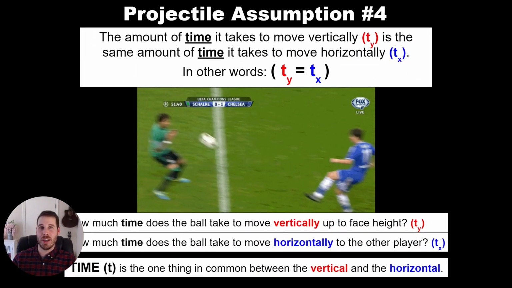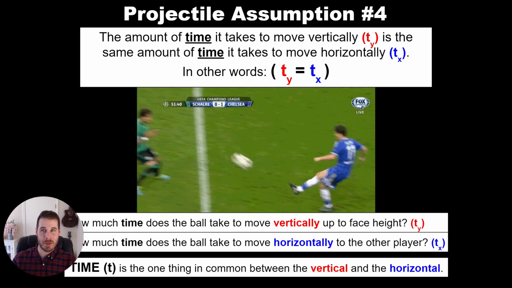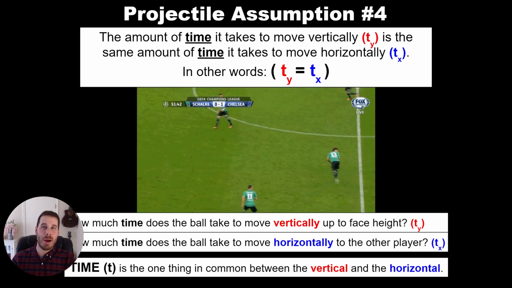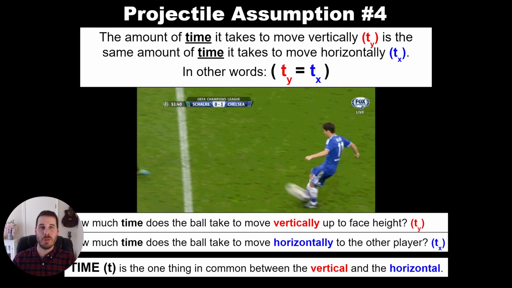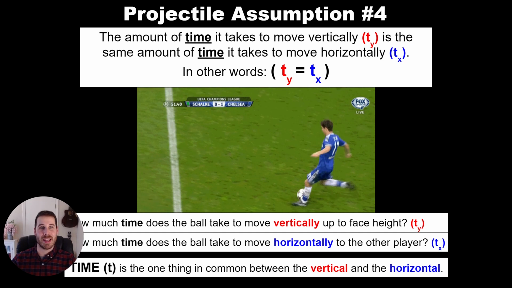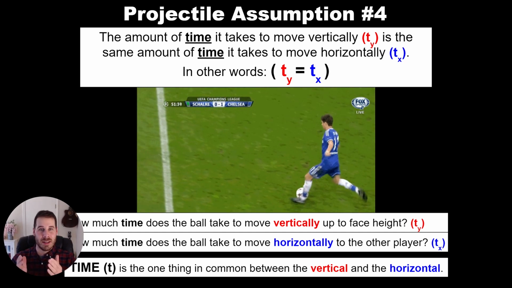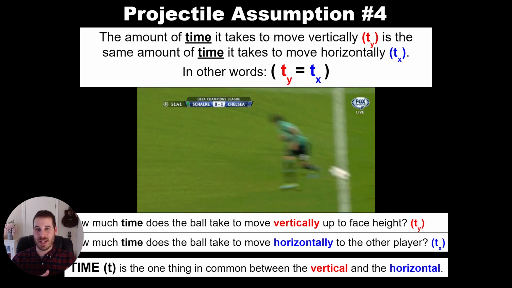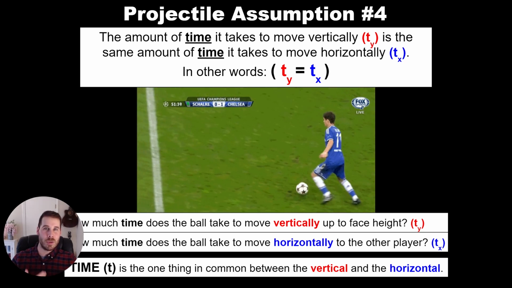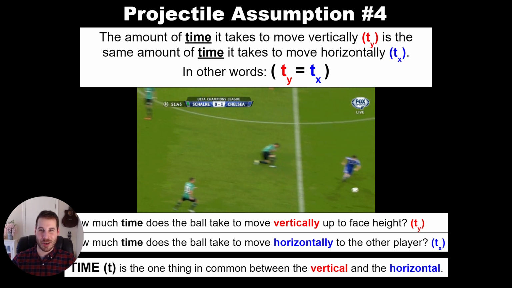Here's projectile assumption number 4. This is perhaps the most useful one in terms of helping you solve problems mathematically. And it's that the amount of time that it takes to move vertically, ty, is the same amount of time that it takes to move horizontally, tx. In other words, time in the y direction equals time in the x direction. To explain this assumption, I have a visual here of someone being kicked in the face with a soccer ball.